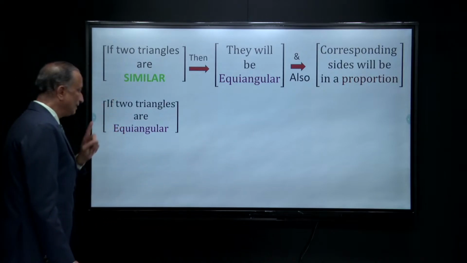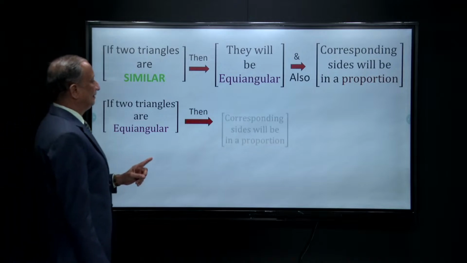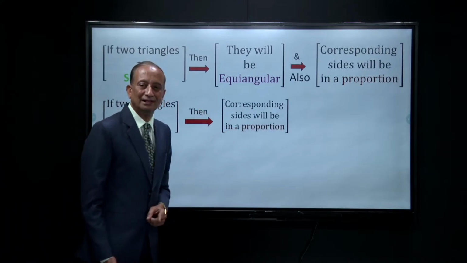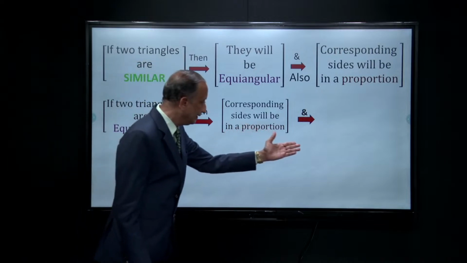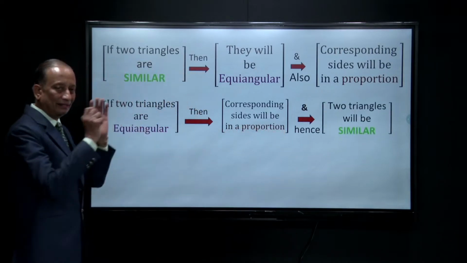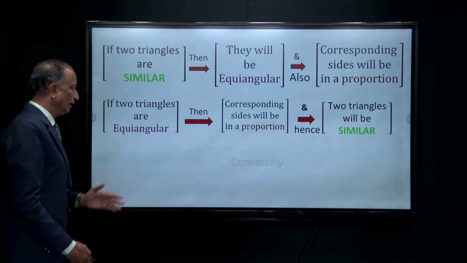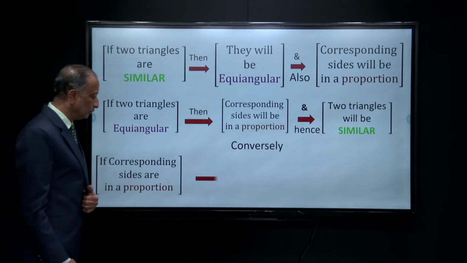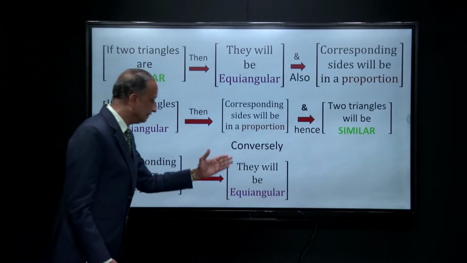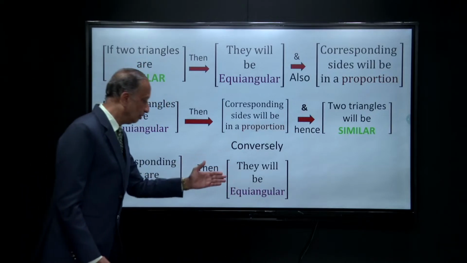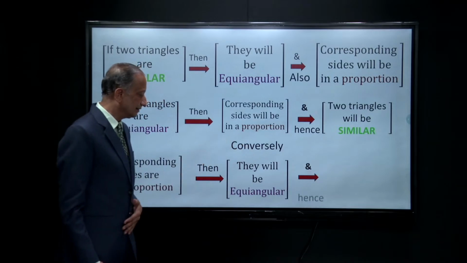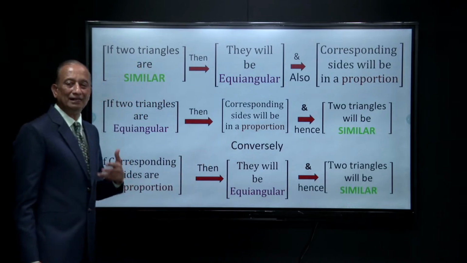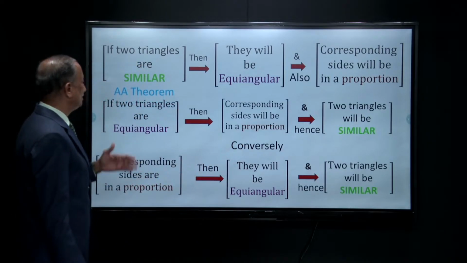So, if two triangles are equiangular, then we can say that the corresponding sides are in a proportion, and hence we can say that they will have the same shape. Conversely, if the corresponding sides are in a proportion, then they will be equiangular. The moment they are equiangular, you can simply say that they will be similar to each other.